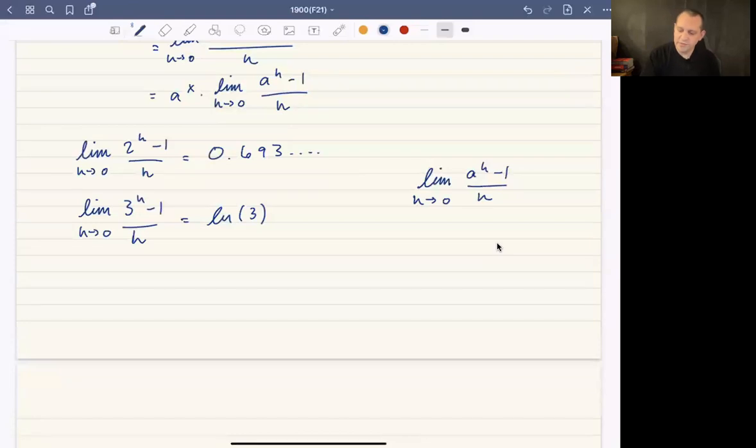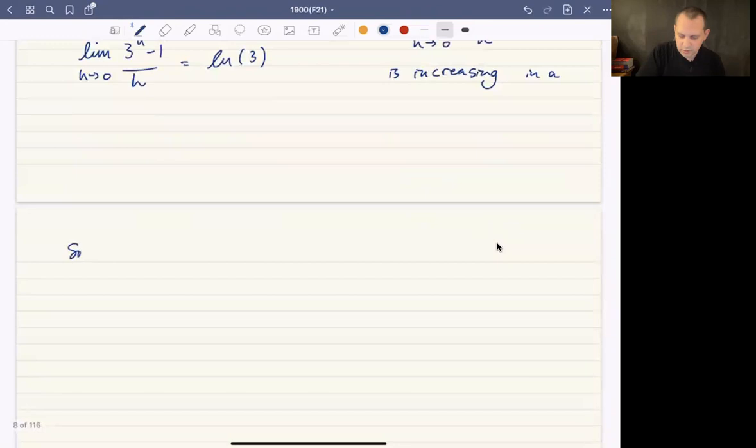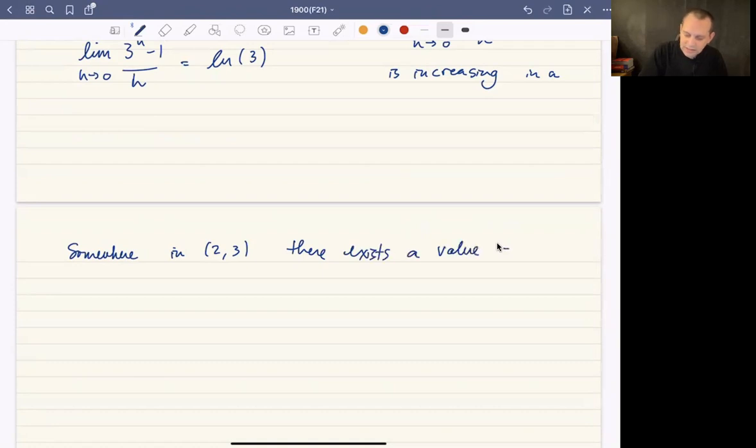But the limit of a to the h minus 1 over h is increasing in a. And therefore, somewhere between 2 and 3, there's a value where this limit is exactly 1. So somewhere in the interval from 2 to 3, there exists a value. This is a really special number called e, but there exists a value e, which is about 2.718, where the limit as h approaches 0 of e to the h minus 1 over h is equal to 1.